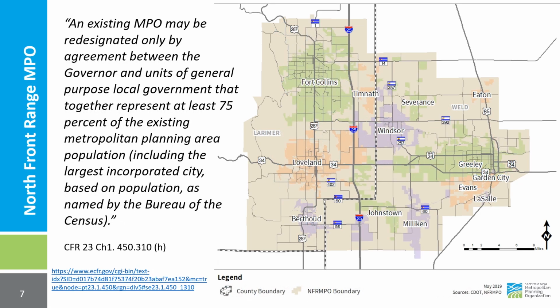MPOs can be redesignated, meaning that the boundaries can be changed, as in the voluntary addition of new members. The change must be approved by at least 75% of the existing population, including the largest city, in our case, Fort Collins. The boundary changes are submitted to the governor and are facilitated through the Colorado Department of Transportation, or CDOT. Both the MPO and the adjacent transportation planning region must agree to these changes. A more detailed description in the Code of Federal Regulations can be found at the link provided on the slide.